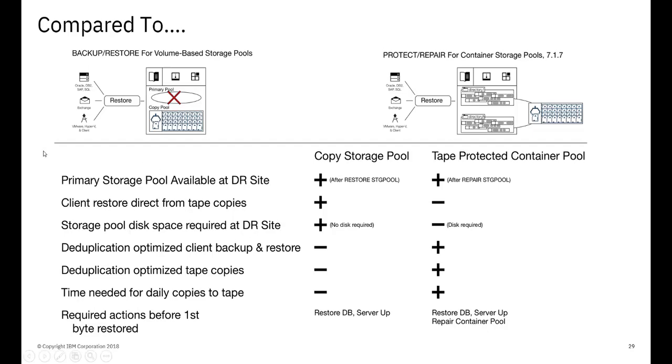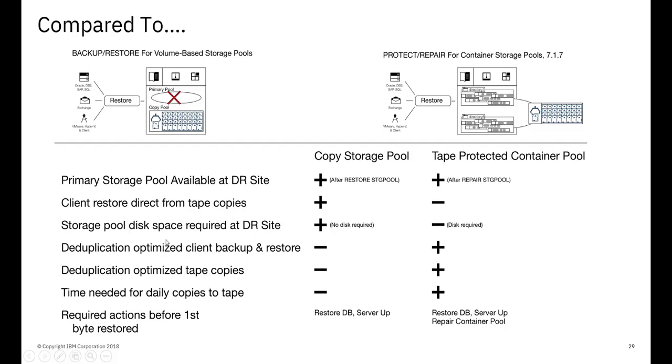And this is comparing legacy storage pools where we've used the copy storage pool versus the protect and repair commands for container storage pools. So the primary storage pools are available at the DR site. This is true for your copy storage pool after you've done the restore storage pool command. And it's true for your directory containers after you've done the repair storage pool command. The client can restore directly from tape copies if it's a copy storage pool for your legacies. If it was a copy of a directory container, they cannot restore directly from tape.